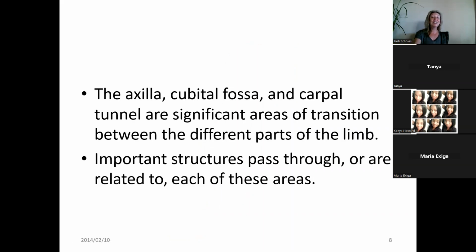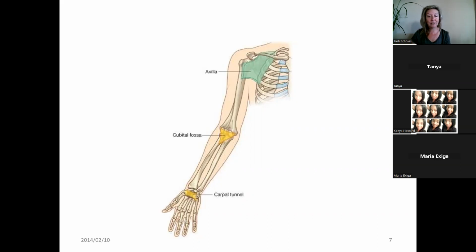Oh, the axilla, cubital. Did anyone answer that? Okay, let me see the answers. Yes, the armpit. Yes, Kenya. Yes, Melissa. The axilla region is the armpit region.